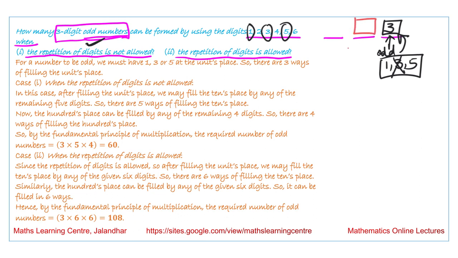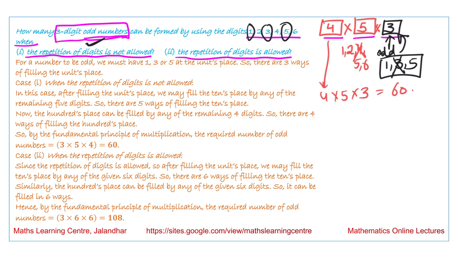we have the options 1, 2, 4, 5 and 6. So the number of options we have is 5. Suppose any of these numbers is occupied at this place, the options we are left with for this first place are 4. So the total number of ways is 4 into 5 into 3, that is equal to 60.